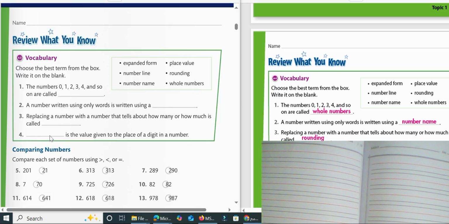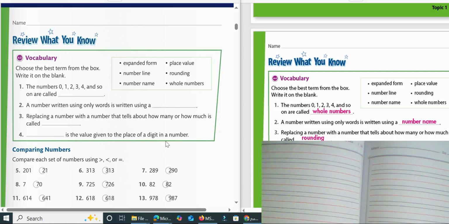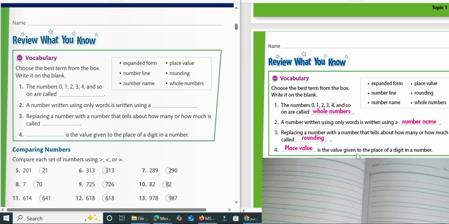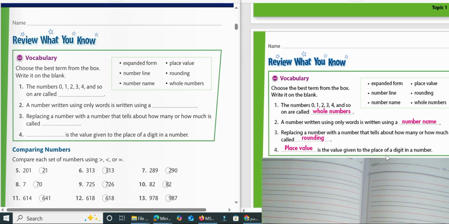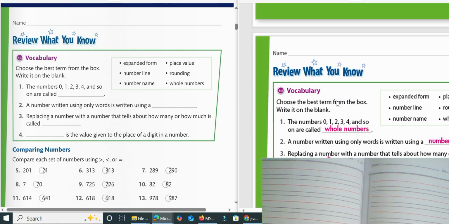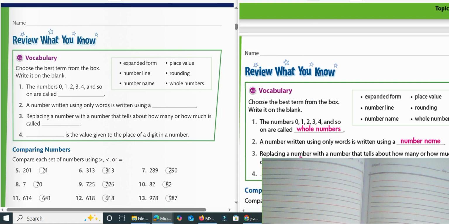And question number 4, the value given to the place. It's the place value. Place value is the value given to the place of a digit in a number. Place value like ones, tens, hundreds, thousands. So number 1, we have whole numbers. Okay, 1, 2, 3, 4, and so on. We call them whole numbers.